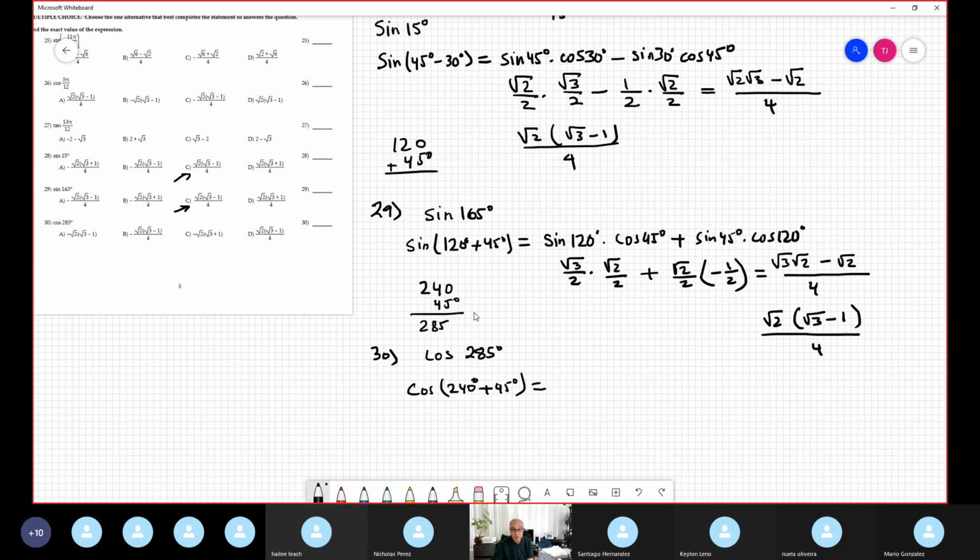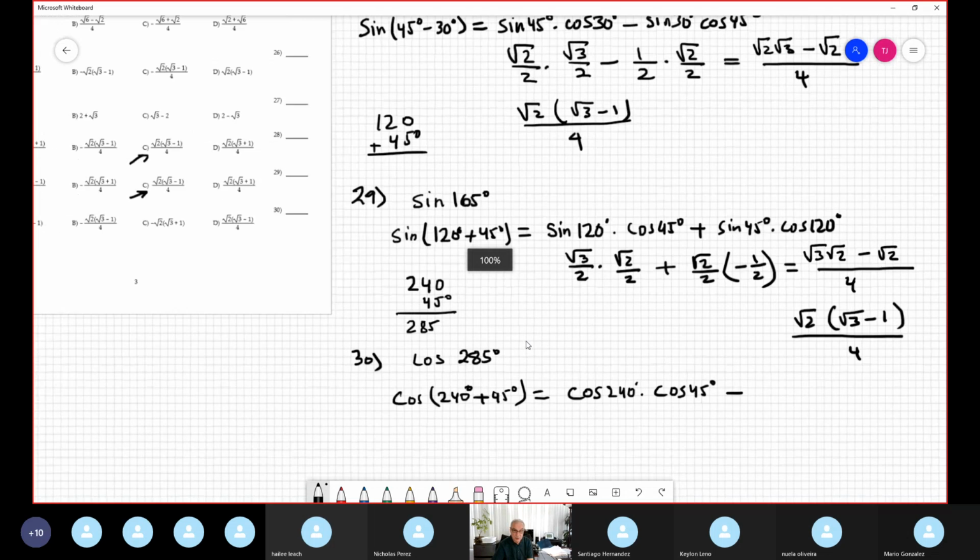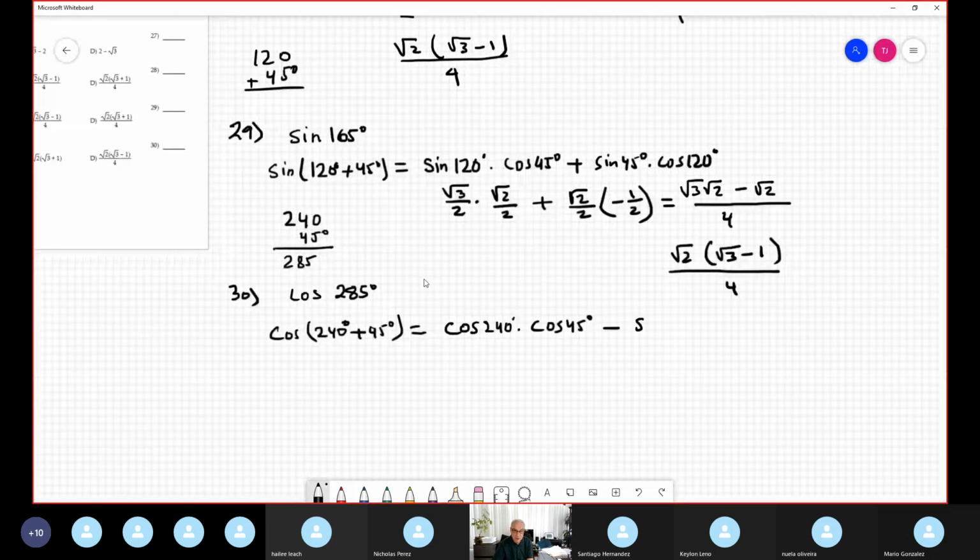We use the formula: cosine 240 multiplication cosine 45. Now in this case, yes, it's minus. When it's plus, it's minus in cosine. This is the formula. So we have sine 240 and multiplication sine 45.